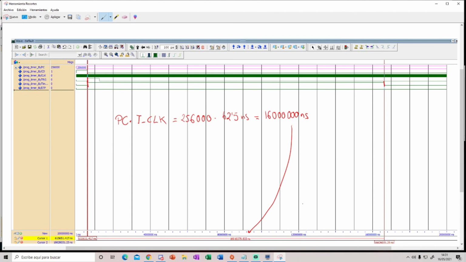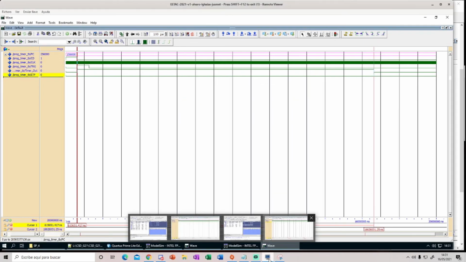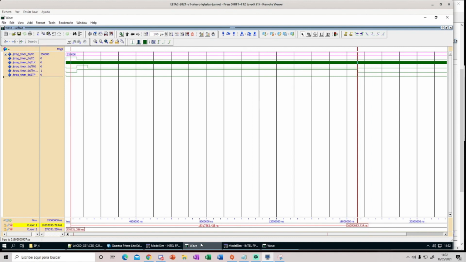And it works basically. Then I can show at the gate level that it works and it's correct. So that's all.